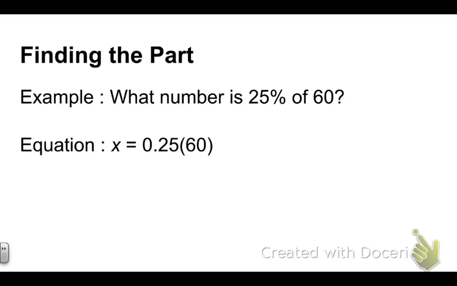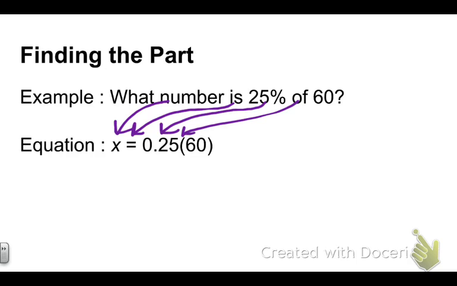So the next one that we would use is finding the part. So an example of this would look like, what number is 25% of 60? And then again, just translate that. What number, well, that's our unknown, is the equal sign. 25%, look at what we need to do. We need to convert that. We need to change it to a decimal. You never have a percent in an equation. You always have to convert it to a decimal. Of means we are multiplying. There's the parentheses to show multiplication of 60.